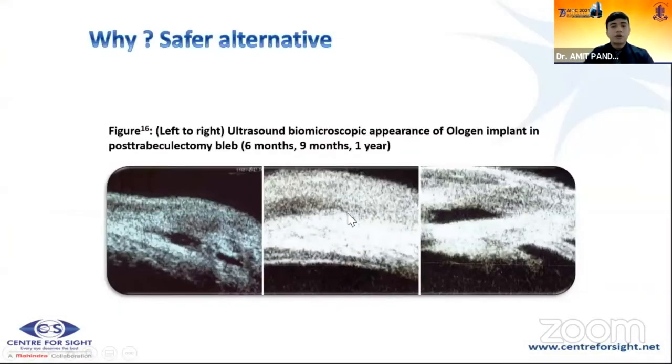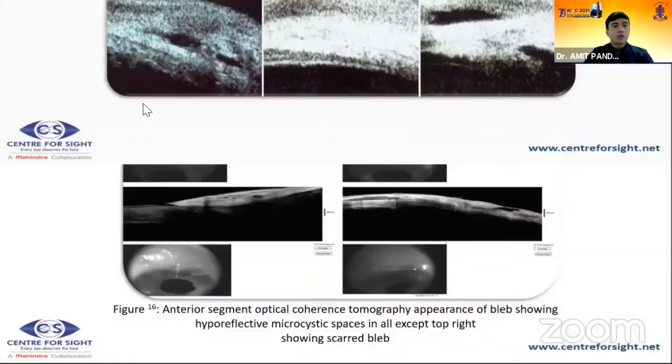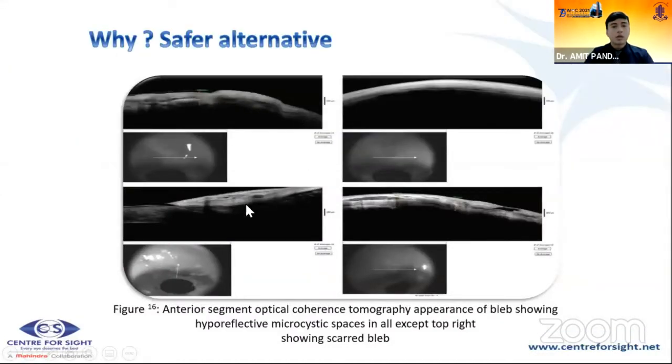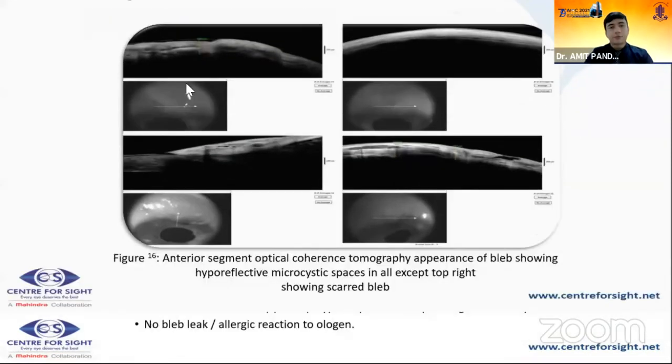The UBM photograph also shows hyporeflective areas in the bleb area, which shows that the aqueous is getting drained over a period of time. That is more beautifully seen in the ASOCT photographs, where you can see these hyporeflective microcystic spaces in these 3 photographs. This is a scarred failed bleb where you do not see those microcystic spaces.